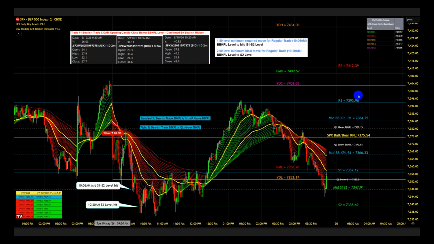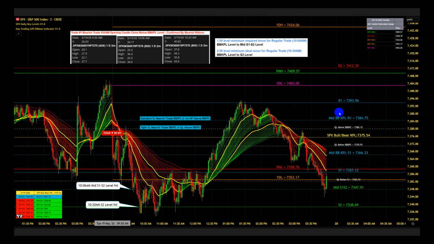In the remaining 15 to 20% of the sessions throughout a normal year with a normal volatility environment, you will see that the remaining 15 to 20% is comprised of a couple of different volatility structures. Part of that will be lower volatility mean reverting sessions in which you will see very choppy environments in which price will struggle and will be confined either within the mid BBKPL-R1 down to mid BBKPL-S1 in extreme low volatility environments, or R1 down to S1 in normal lower volatility environments.